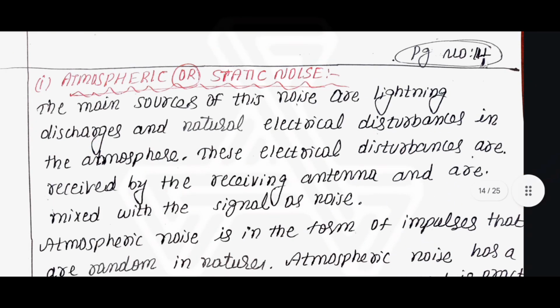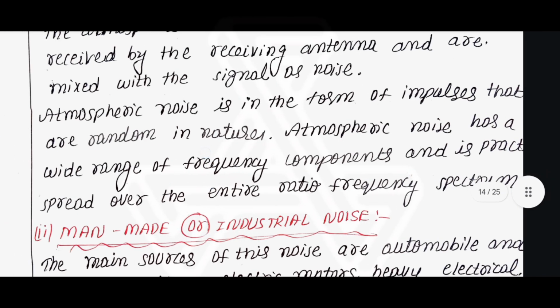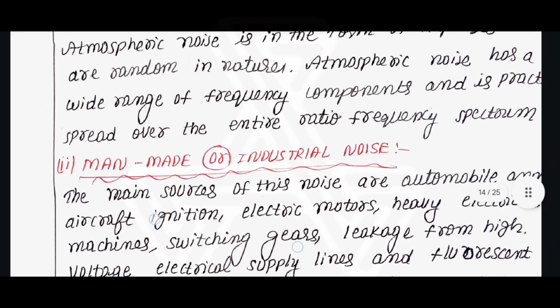Atmospheric or static noise. The main sources of noise are lightning discharges and natural electrical disturbances in the atmosphere. These electrical disturbances are received by the receiving antenna and are mixed with the signal as noise. Atmospheric noise is in the form of impulses that are random in nature. Atmospheric noise has a wide range of frequency components and is practically spread over the entire frequency spectrum.